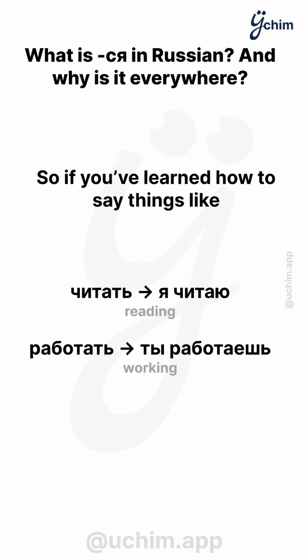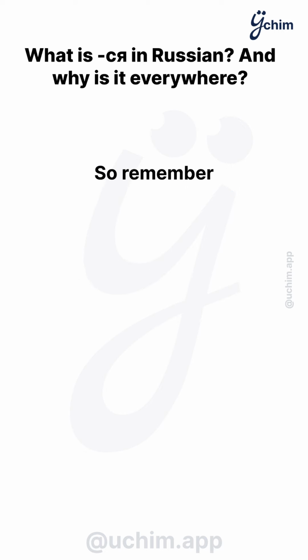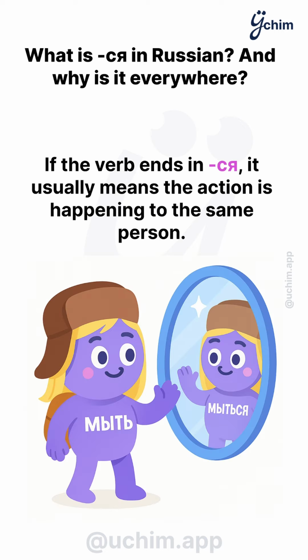So if you've learned how to say things like читать, я читаю, работать, ты работаешь, then you can already use verbs like одеваться or мыться. The only difference, they have a little mirror at the end, ся. So remember, if the verb ends in ся, it usually means the action is happening to the same person. It's like a mirror built into the verb.